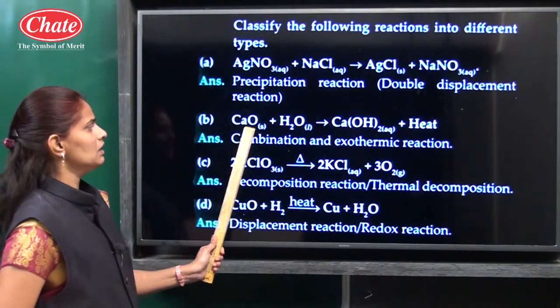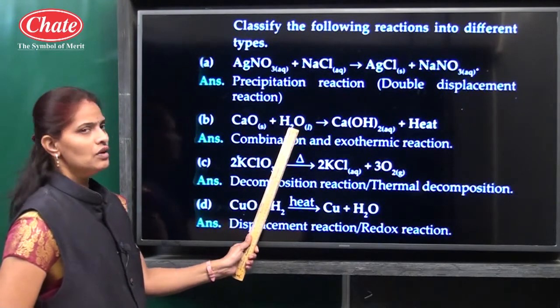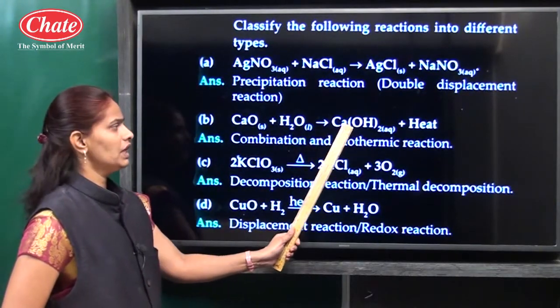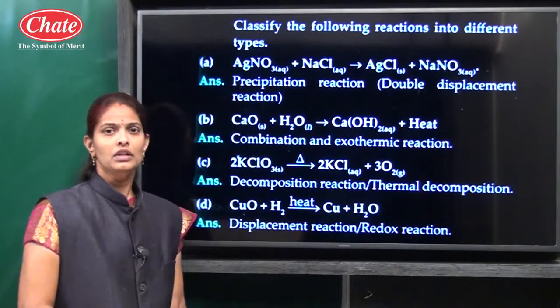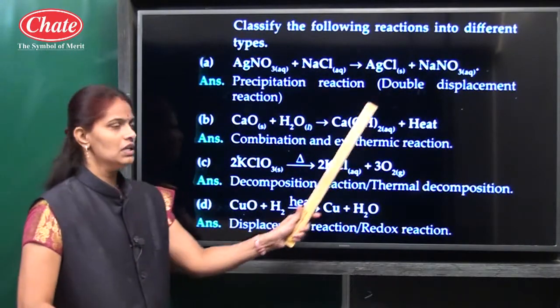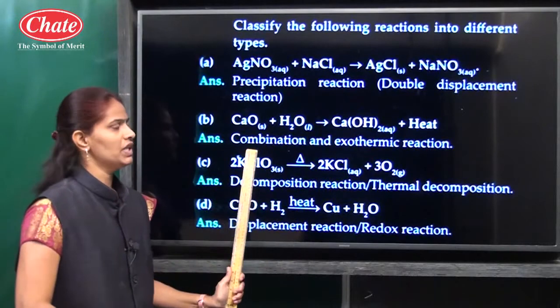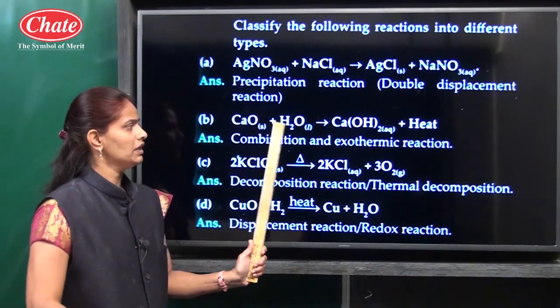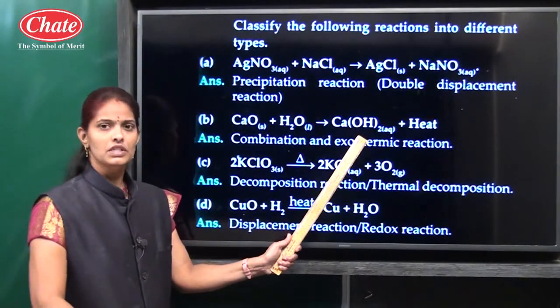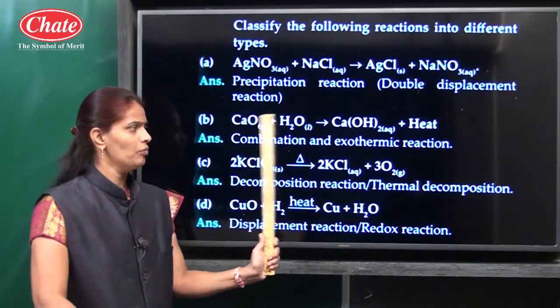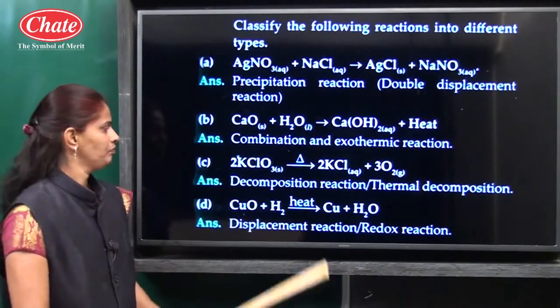In the second reaction, calcium oxide plus water gives calcium hydroxide along with heat. Here heat is given out, that is why it is an exothermic reaction, and also a combination reaction. Two reactants get combined to form a single product, that is a combination reaction.